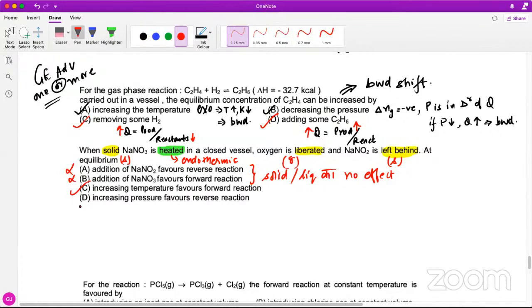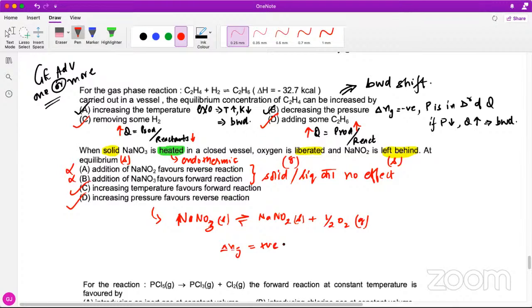What about the last one? Increasing pressure. How do we judge this? If you write the reaction, balance the equation, then you will understand what delta Ng is. Negative. Not negative, positive. Sorry, positive. Delta Ng is positive. So increasing pressure would shift the reaction forward. Sorry, why backward? Towards lesser gaseous moles, backward.